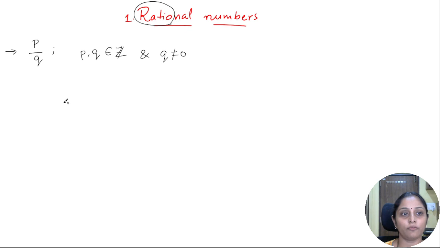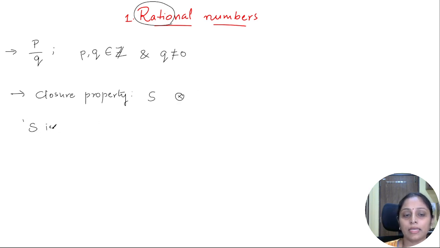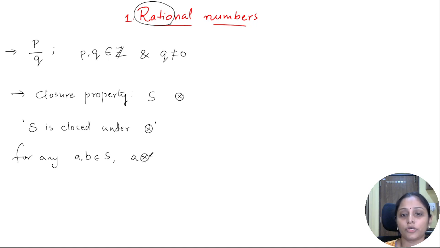So what is the definition of a closure property? For a given set S under a given mathematical operation, we say that S is closed under the mathematical operation whenever for any a, b belonging to S, a operation b belongs to S. Okay. Now, let me repeat this. We say that a set S is closed under a mathematical operation if for any a, b belonging to the set S, a operation b also belongs to the same set.